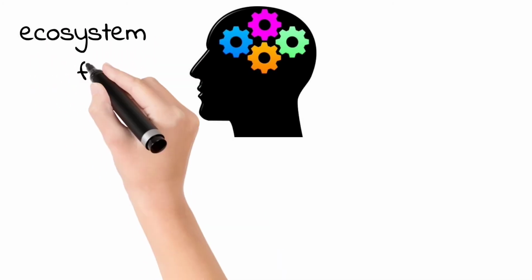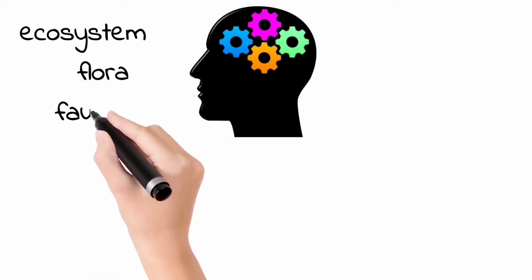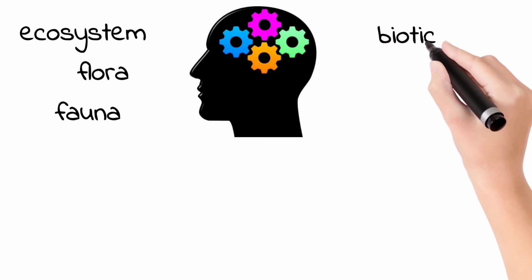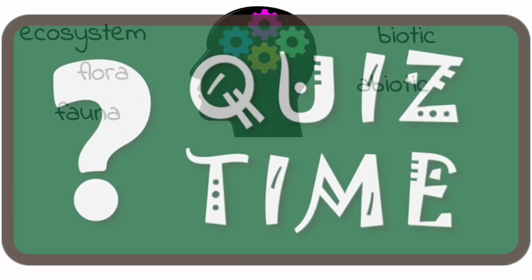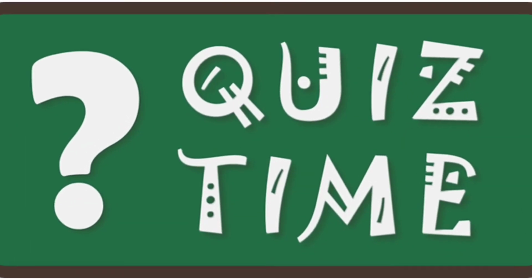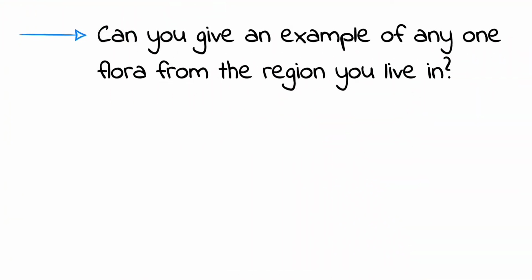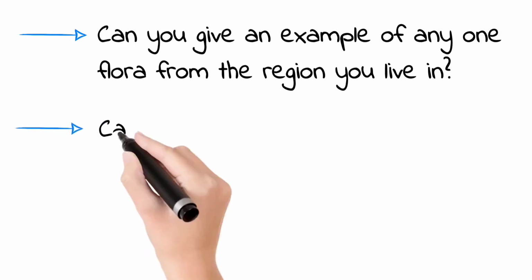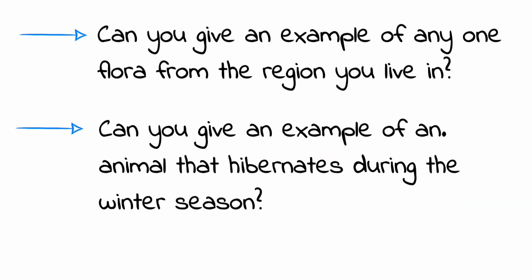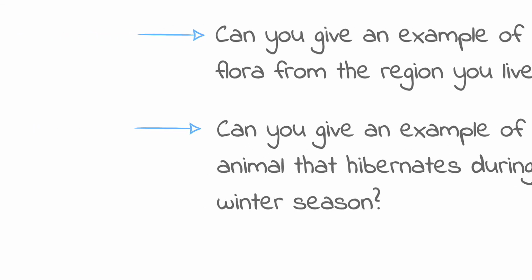Alright, now that we have learned so much about our ecosystem, flora, fauna, biotic and abiotic factors, it's quiz time. Can you give me an example of any one flora from the region you live in? Can you give me an example of an animal that hibernates during the winter season?